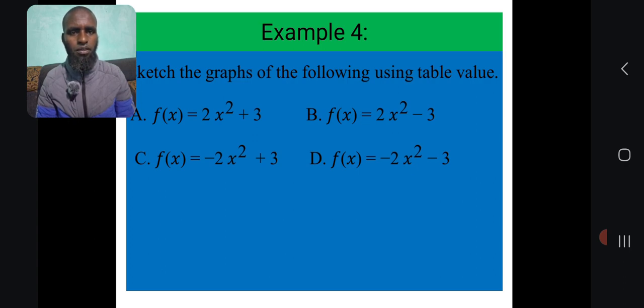If we take part A, f of x equals x squared plus 3, first we have to know the graph of x squared. The graph of x squared is upward, and when we add plus 3, the value of c is added, then our vertex will be shifted by 3 above the x-axis.